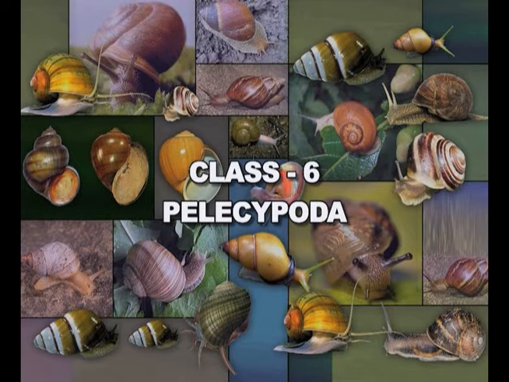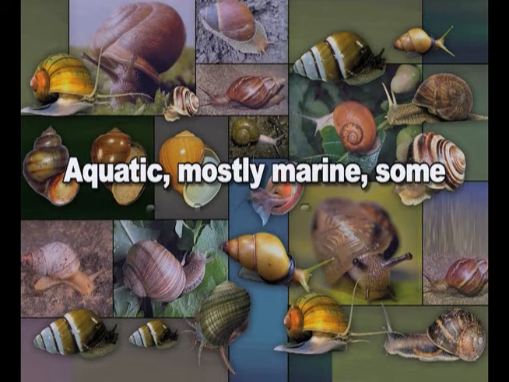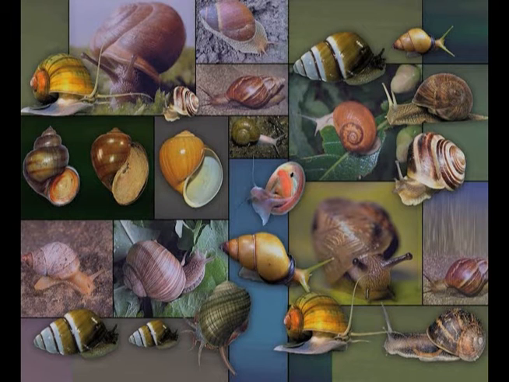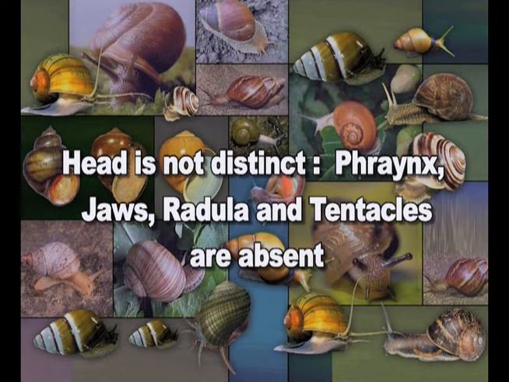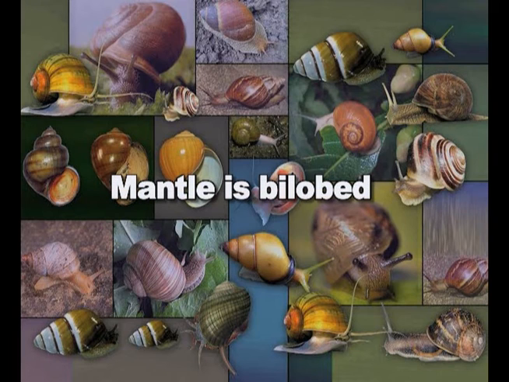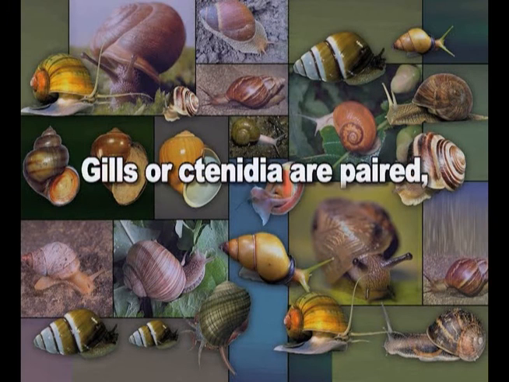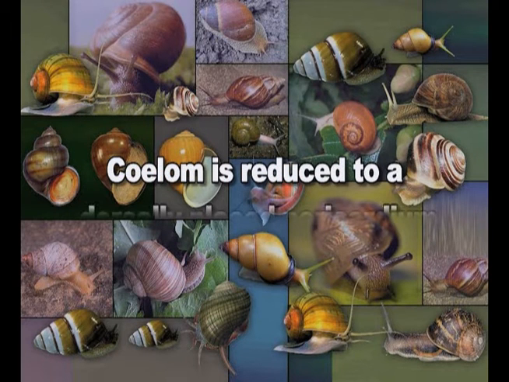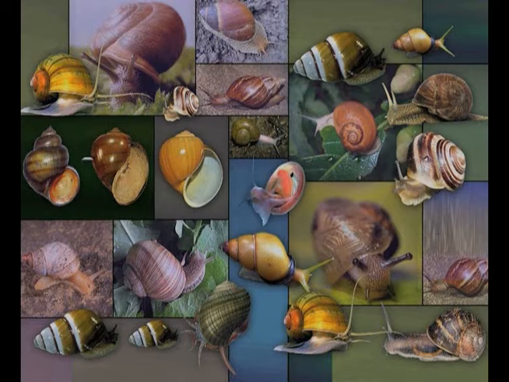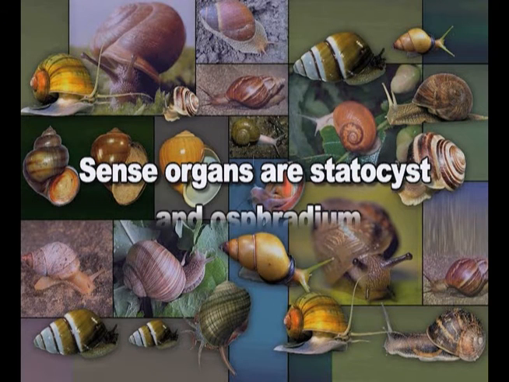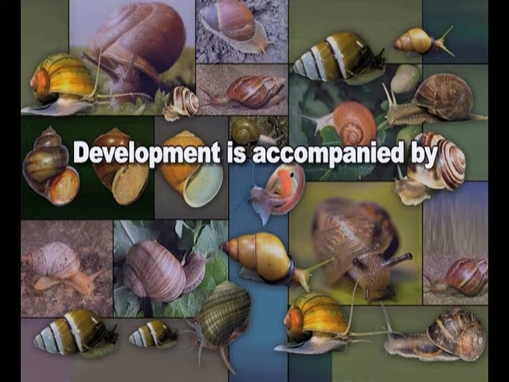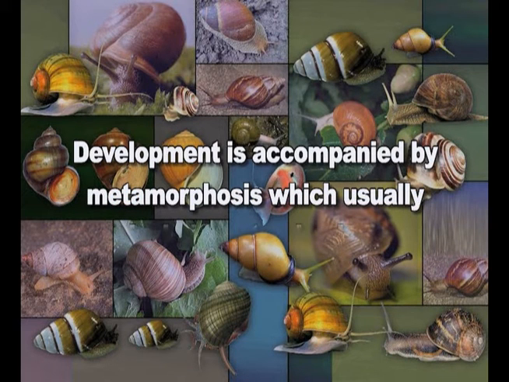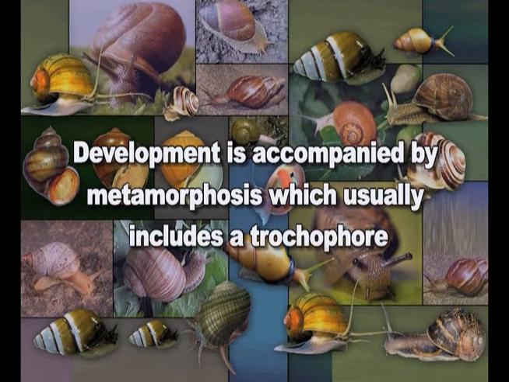Class 6. Pelecypoda. Aquatic, mostly marine, some freshwater forms. Body is bilaterally symmetrical. Head is not distinct. Pharynx, jaws, radula and tentacles are absent. Mantle is bilobed. Gills or ctenidia are paired, one on each side. Coelom is reduced to a dorsally placed pericardium. Sense organs are statocyst and osphradium. Development is accompanied by metamorphosis, which usually includes a trochophore.